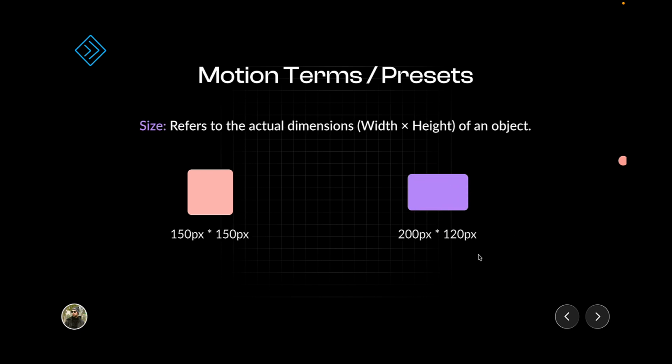Next we have size. Size refers to the actual dimension, width and height of an object. On the left side you can see a light orange circle with a size of 150 pixels by 150 pixels. Similarly, on the right side you can see a purple rectangle with 200 pixels by 120 pixels.